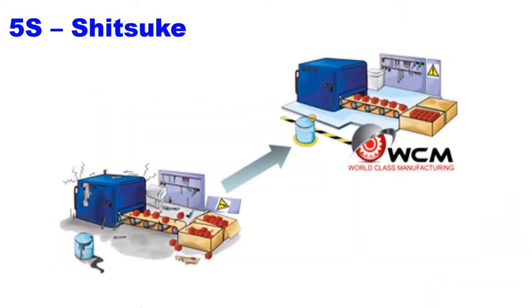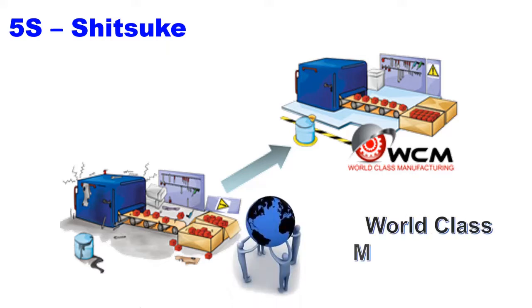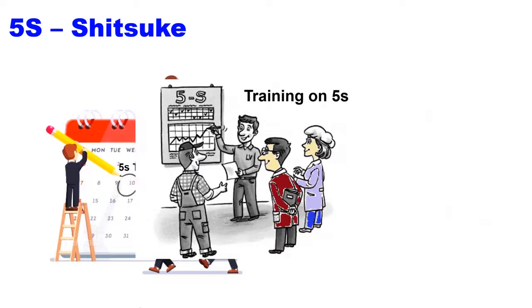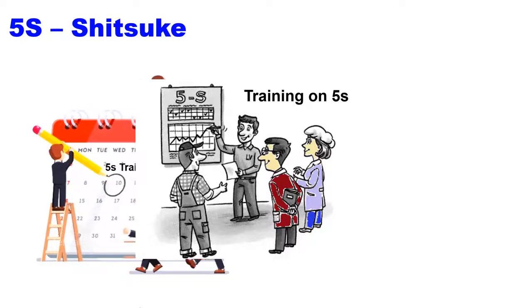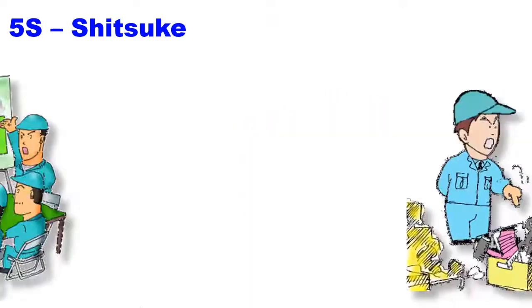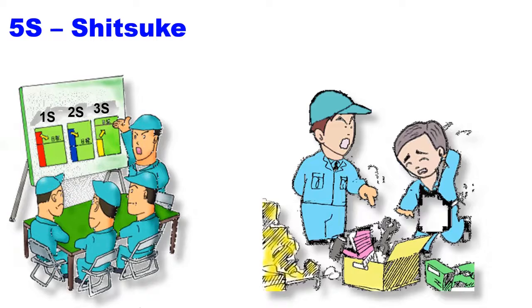Next and last S is shitsuke, which means sustain. To maintain a world-class 5S level we should follow some good practices. Like we should do activities as per the plan. We should train our team regularly about 5S. We should do regular audits to know the status of 5S. Continuously monitor the activities. New joiners should be trained in 5S before putting them on the job. Make a presentation of improvement in the workplace. Thus we will achieve our goals of 5S and the benefits as discussed earlier.